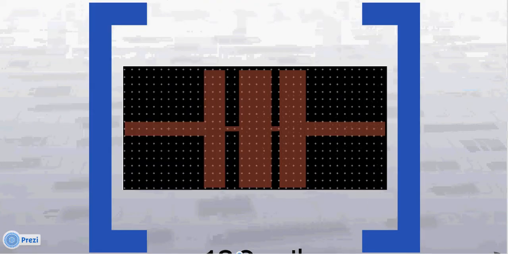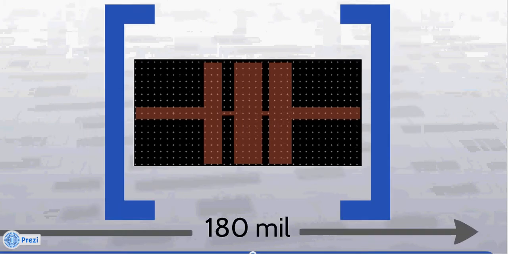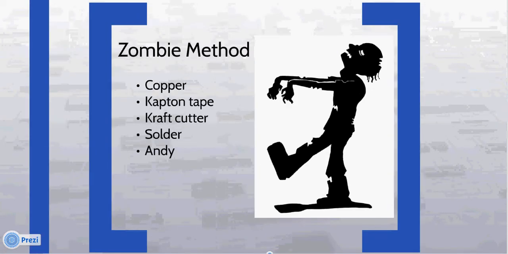Using ADS to generate a layout of the filter, we showed the 1-to-1 scale to Andy and got our supplies. We chose a single-sided RT Duroid 5880 with a thickness of 31 mil and a dielectric constant of 2.2. The method we chose is the zombie method. The supplies we needed were copper tape, Kapton tape, solder, the craft cutter, and Mr. Zombie himself.